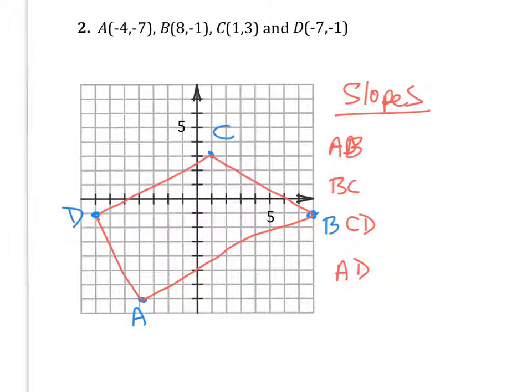A to B. Is it 6 over 11? Well, let's see. -1 minus -7 is 6. And 3 minus -3 is 6, I got 12. 6 over 12. So I got 1/2 for A to B. That's probably right. Anybody got the slope from B to C?